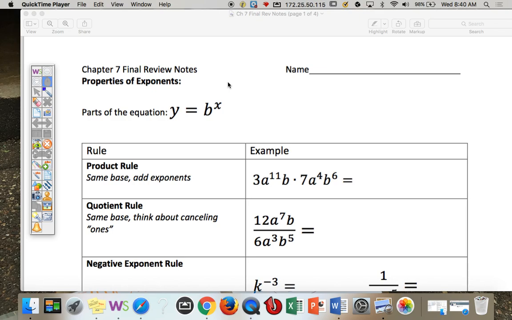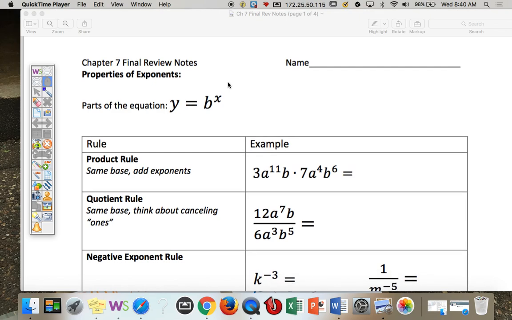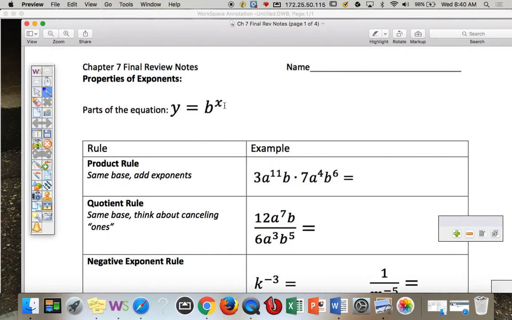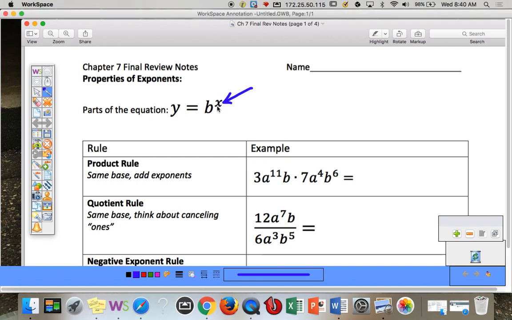In lesson 7, we looked at properties of exponents. So we're going to do some examples so you can see what that looks like. Parts of the equation: the exponent is the little letter or number. So here's the exponent. And then the big letter or number is called the base.